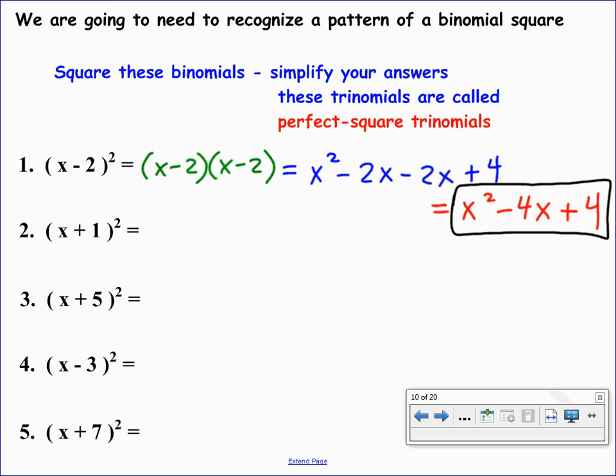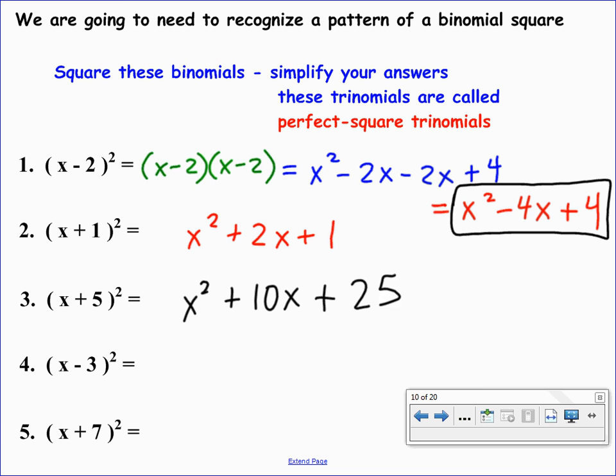Everybody check out your number 2. What did you get for your final answer? Kenzie? X squared plus 2x plus 1. Raise your hand if you had number 2 correct. Good. Please share number 3, final answer. Hannah. X squared plus 10x plus 25. Raise your hand if you have the same as Hannah. Awesome. Thanks, hands down.